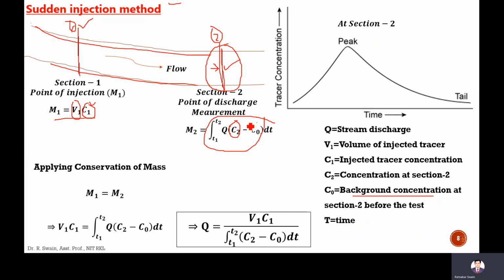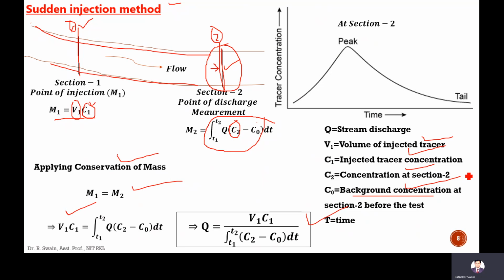So applying conservation of mass, M1 is equal to M2. V1 C1 is equal to the integration from t1 to t2 of Q into C2 minus C naught dt. So Q is equal to V1 C1 divided by the integration from t1 to t2 of C2 minus C naught dt. V1 is the volume of injected tracer, C1 is the injected tracer concentration, C2 is the concentration at section 2, and C0 is the background concentration at section 2 before the test.